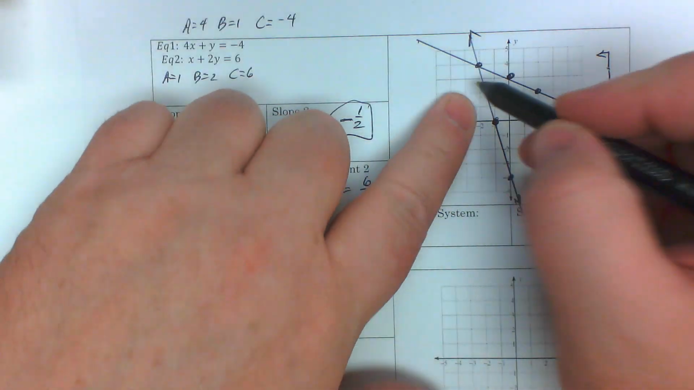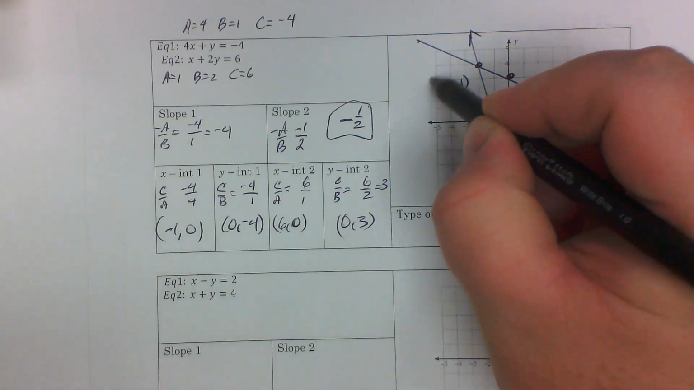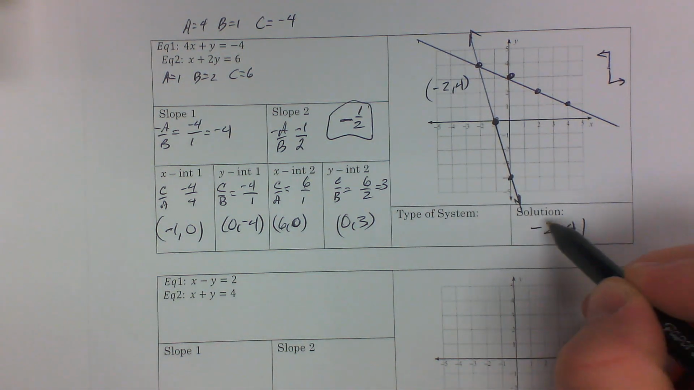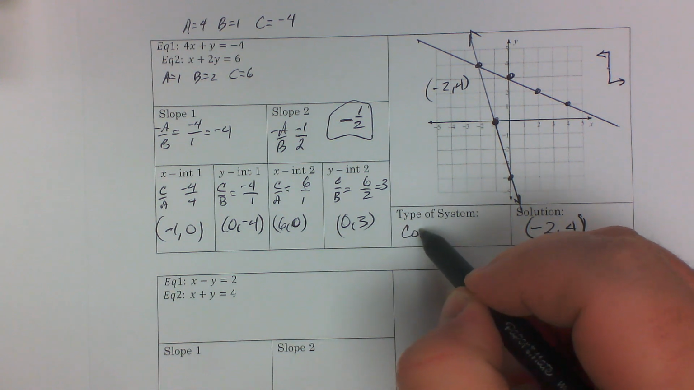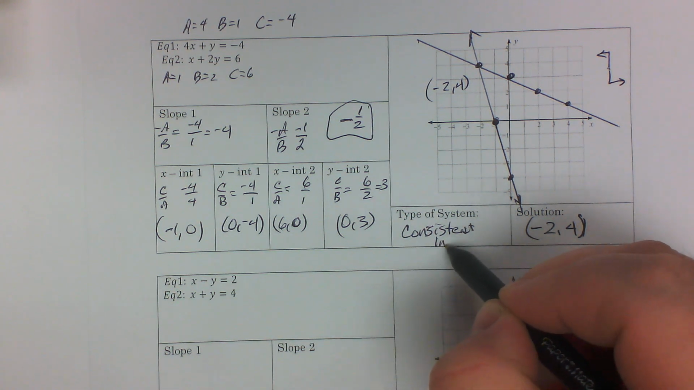Those cross right there. So that looks like it's negative 2, positive 4. Negative 2, positive 4. So this is consistent. It's also independent.